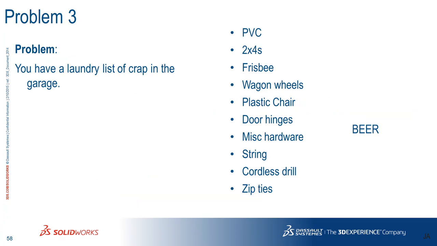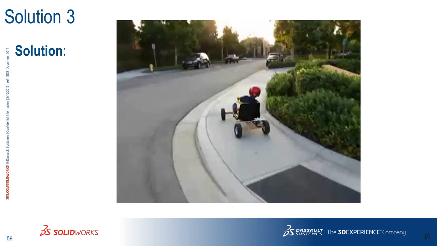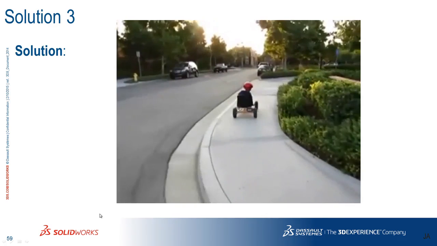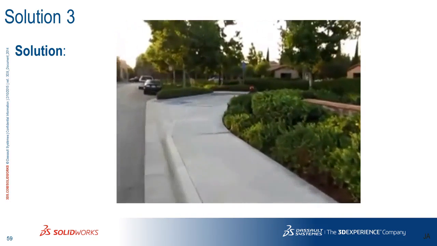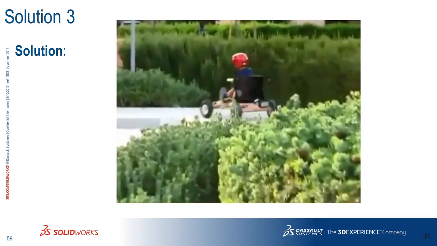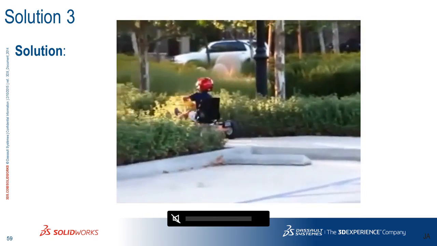All right. So the next problem: we've got a laundry list of crap in the garage. Wife always wants to get rid of all that, so you can see the laundry list of stuff. Most importantly, we got beer. What do we come up with? Come up with this little gem right here. You know, this looks like an everyday go-kart, right? Nothing too fancy about it. I think we got to kill the sound on that one.